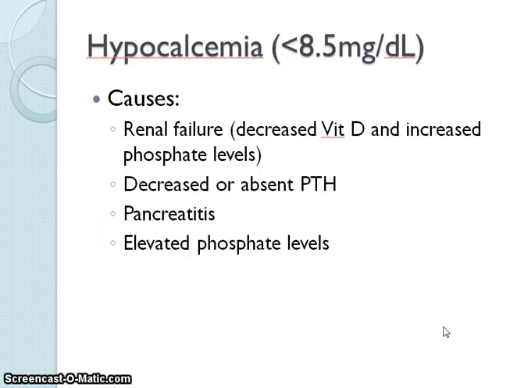Hypocalcemia is where we have a decreased level in our blood, less than 8.5. It can be caused by renal failure, because this decreases our vitamin D and increases our phosphate level, so that drives calcium out. We can also see it caused by a decreased or absent parathyroid hormone. It can be a complication of pancreatitis, and if we have elevated phosphate levels.